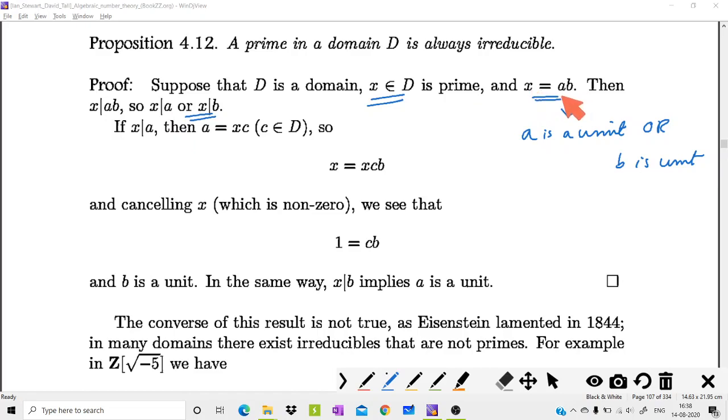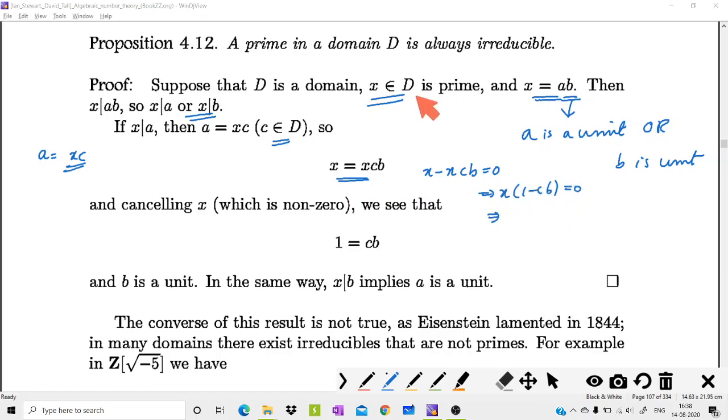Then x divides ab. x divides ab implies x divides a or x divides b, as this x is a prime element. So x divides a means this a can be written as x times c, for some c belonging to D. So x can be written as x equal to xcb, because x is ab here. Then this a can be replaced by xc. So this is x equal to xcb. By cancellation law, we can say that 1 is equal to cb. This is in fact x minus xcb equal to 0. This is x times (1 minus cb) equal to 0.